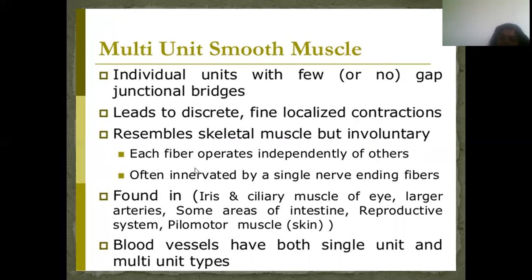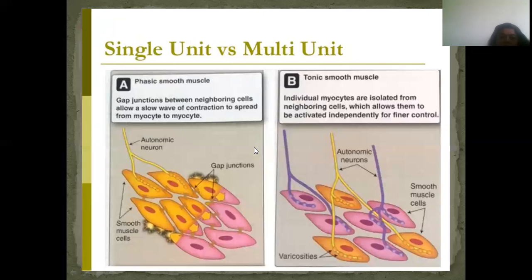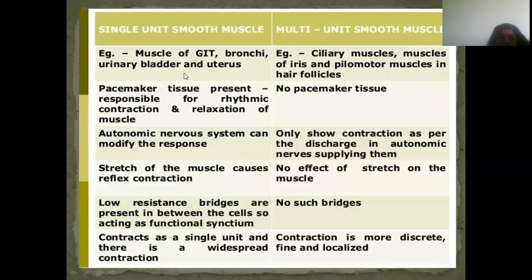If we talk about blood vessels, they have both single and multi-unit types. Here is the diagram. You can see the diagrams of phasic smooth muscle and tonic smooth muscle. That is single unit versus the multi-unit. Here is the difference between both the types of smooth muscles.